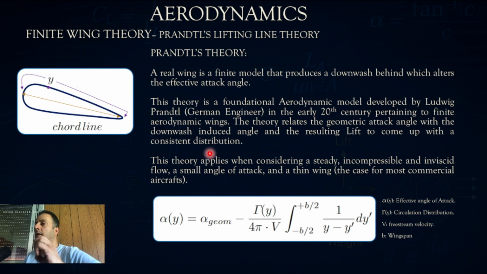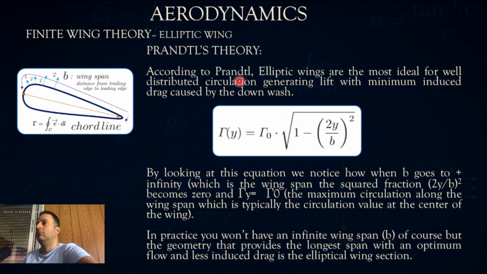Okay, and it is proportional to the circulation, actually anti-proportional to the circulation. So when the circulation is high, this effective angle would be different from the geometric angle. So the perfect condition is that you have a circulation which is 0, of course, when this entire factor is annihilated. So according to Prandtl, elliptic wings are the most ideal for well-distributed circulation generating lift with minimum induced drag caused by the downwash. So the circulation at a point y is equal to the central circulation, which is the highest circulation, supposedly at the center of the camber, times the square root of 1 minus (2y divided by b) squared.